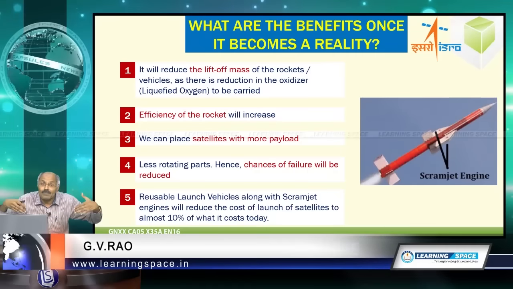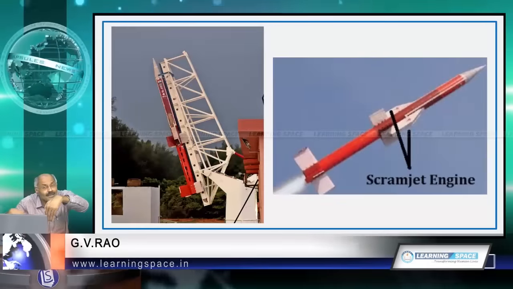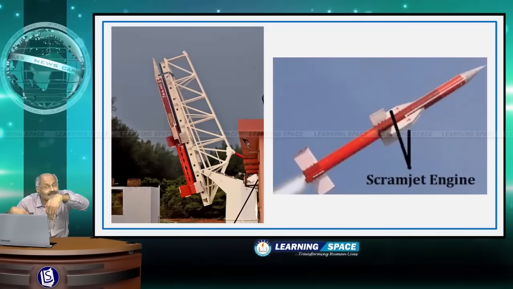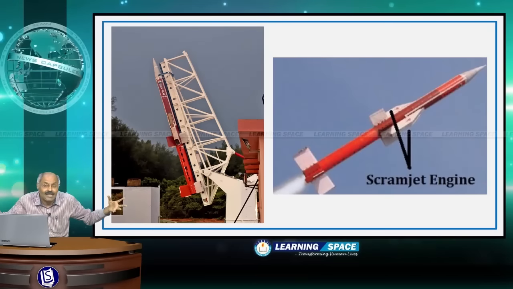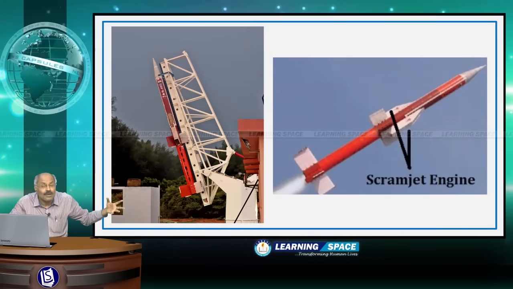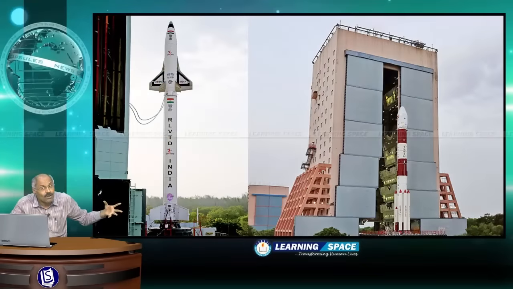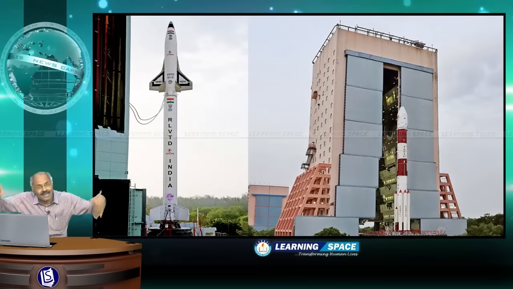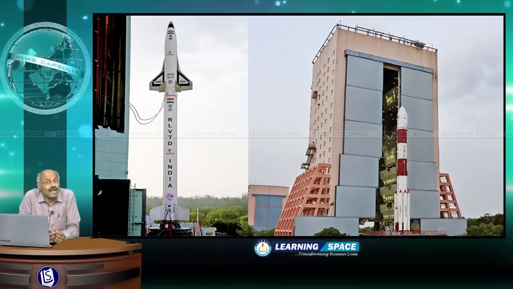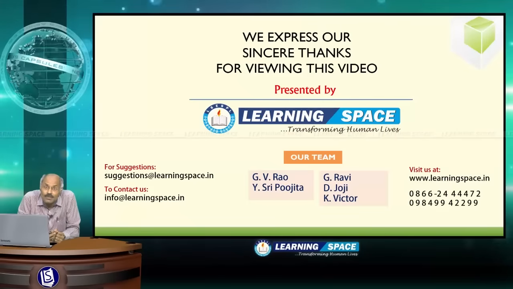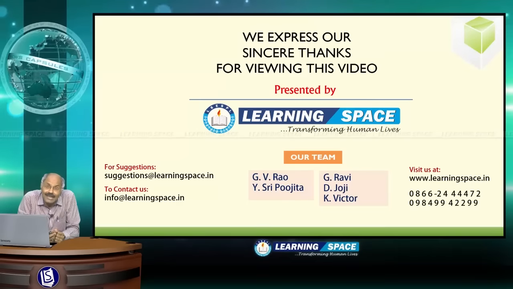So, the two experiments, the RLV TD experiment, which was conducted a few months ago, along with the scramjet engine experiment, which was conducted recently, will ultimately benefit the entire nation as a whole, because the cost of launching satellites will come down drastically. Right friends, with this I hope you are clear about the reusable launch vehicle TD as well as the scramjet engine.